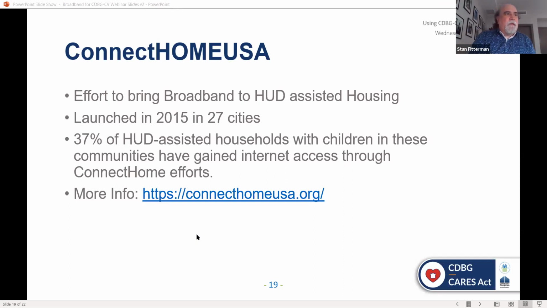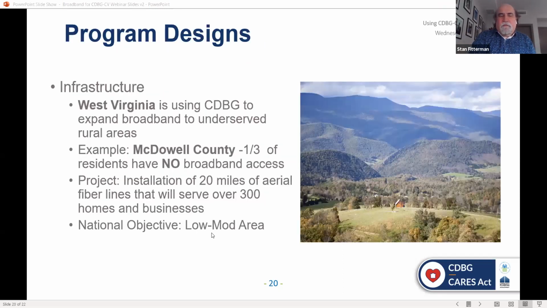All right, so let's talk briefly about some program designs, and then we can get back to some of the questions we have. So here's an example of infrastructure. I was talking about my familiarity with West Virginia's programs. They're using CDBG to expand broadband to underserved areas. An example: in McDowell County, a third of the residents have no broadband access. They installed 20 miles of fiber lines. We're going to serve 300 homes and businesses. The national objective they were meeting was low mod area, because where they were running the lines, where the people were going to have access, more than 51% of the people that live there were low mod.